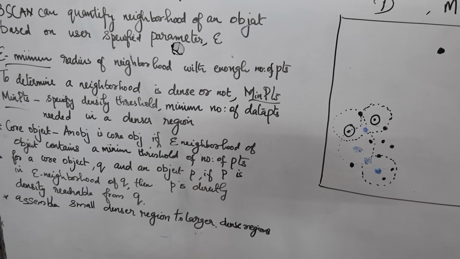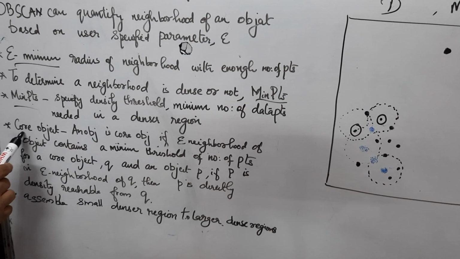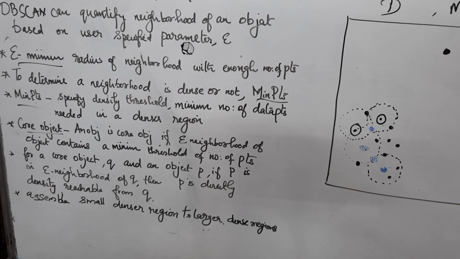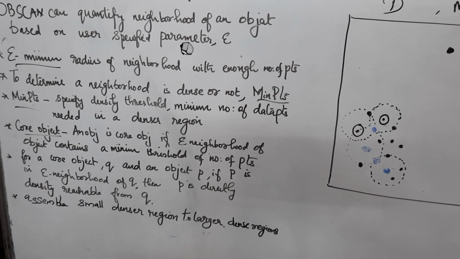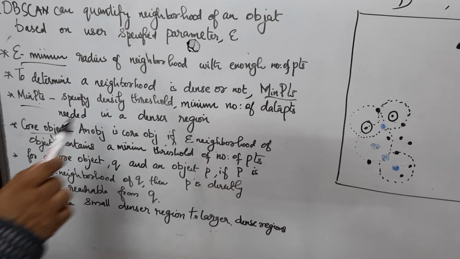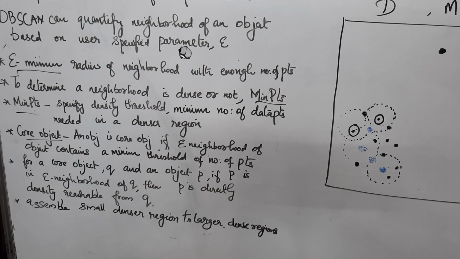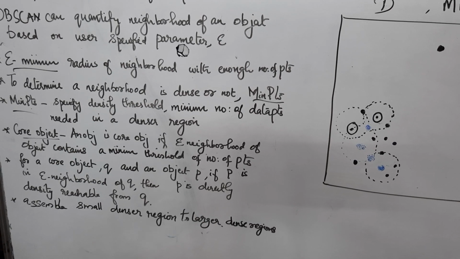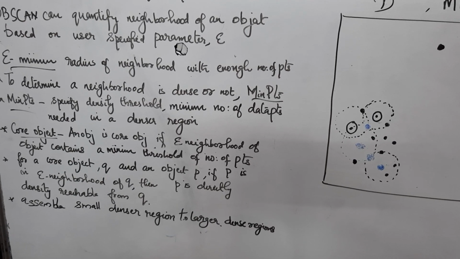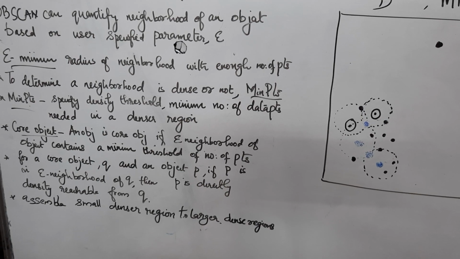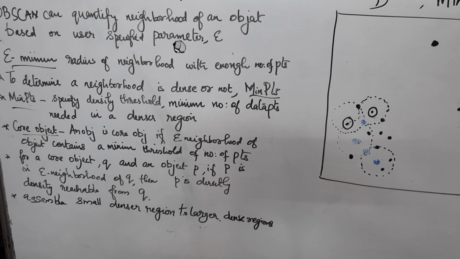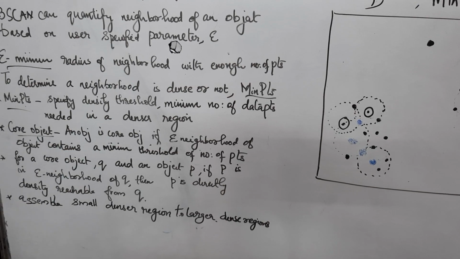Then the next term we need to discuss is core object. What is a core object? An object is a core object if the epsilon neighborhood of the object contains a minimum threshold number of points. That means an object can be called a core object if within that radius enough min points are there.